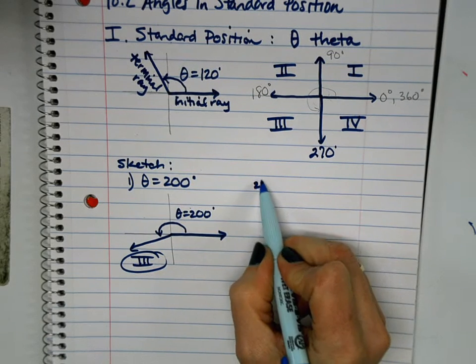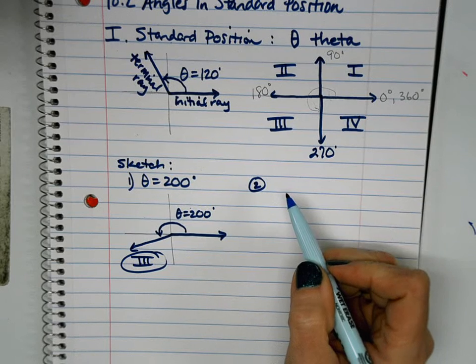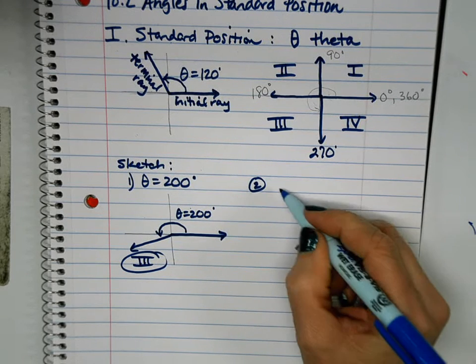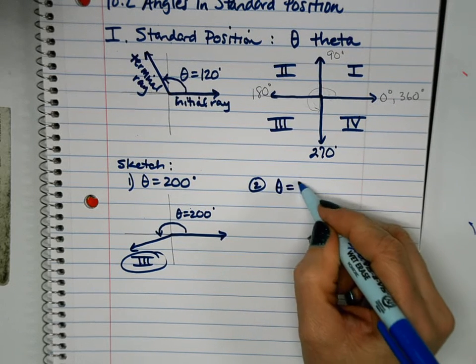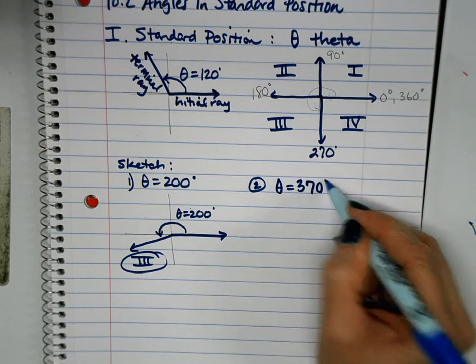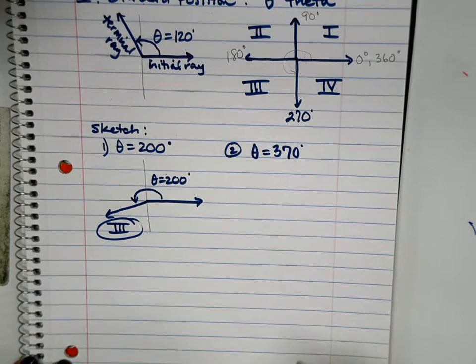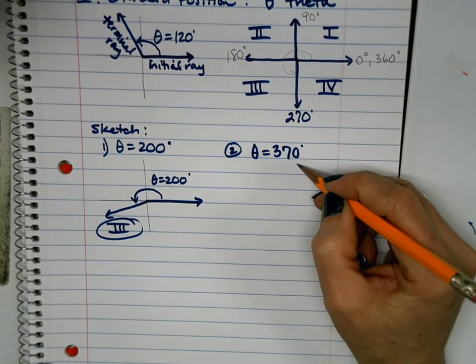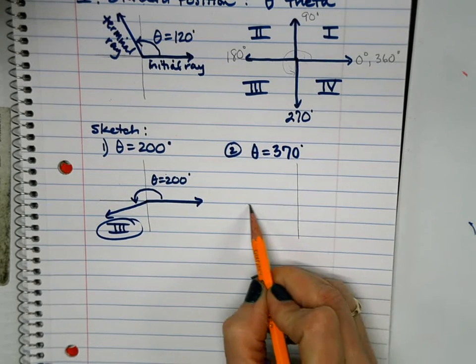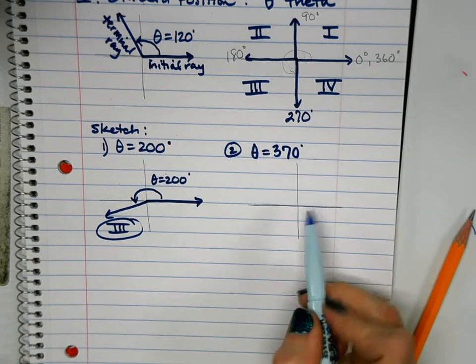What do you suppose would happen if the angle was bigger than, say, 360? Like, what if I asked you to graph 370 degrees or sketch 370 degrees? What do you think that would do? It'd be the same as 10 degrees. And you'll show that with your directional arrow, all the way around. So again, just as a point of reference, set up an X and a Y axis. Make your initial ray.